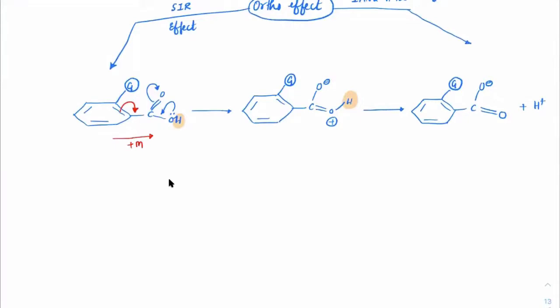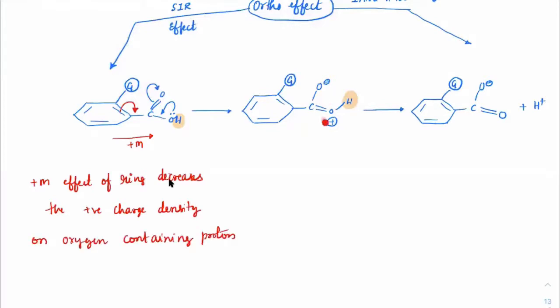Correct? But what would that do? Because COOH already has its own resonance, if some other resonance is also coming into the picture, it will try to decrease its acidic character, no? Because this resonance will not happen that well. So let me put that plus M effect of ring decreases the positive charge density on oxygen. So which means on this oxygen, you can see electron density will decrease.